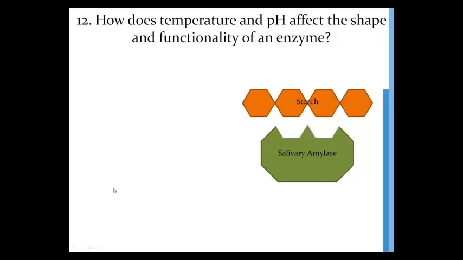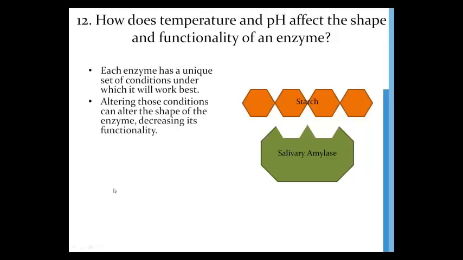How does temperature and pH affect the shape and functionality of an enzyme? Each enzyme has a unique set of conditions under which it will work the best. Altering those conditions can alter the shape of an enzyme, decreasing its activity. So here I've got salivary amylase, and that works best right around body temperature and a pH of 7 because those are the conditions that we find in your mouth where salivary amylase is made.